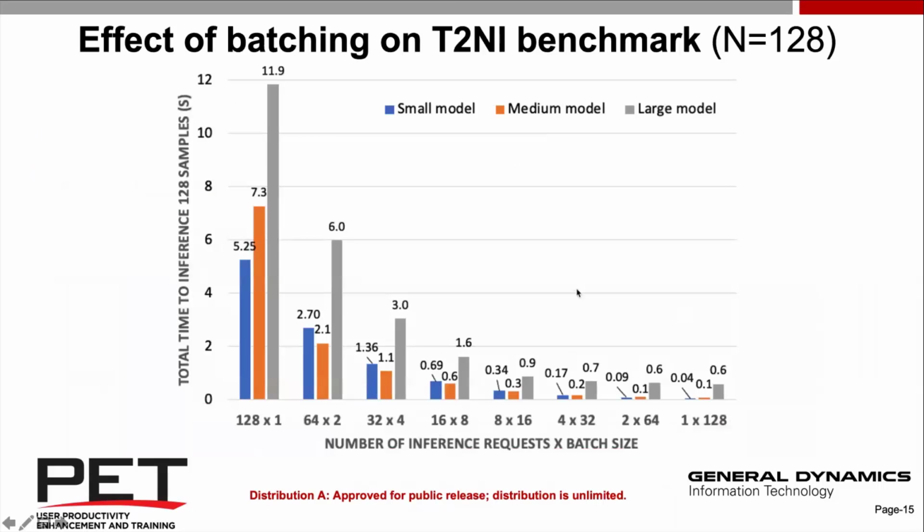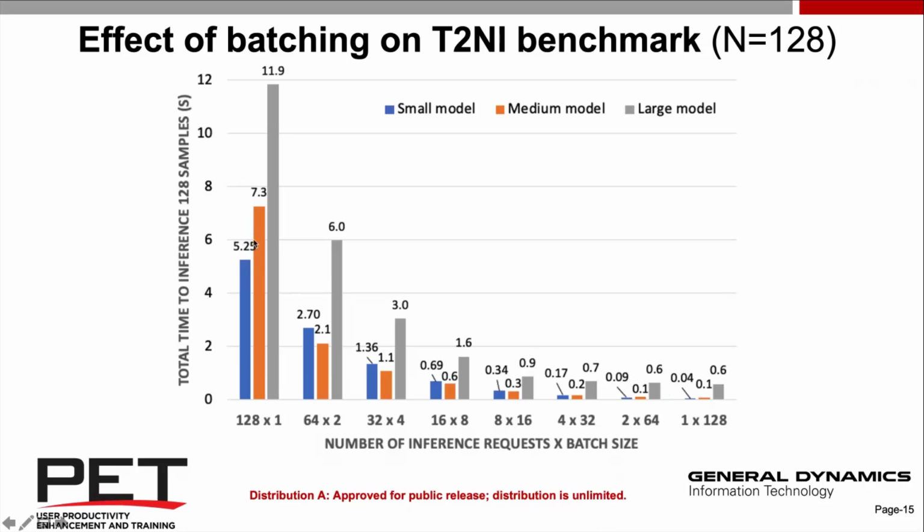We can demonstrate how the batching affects the T2NI performance. So we start here with 128 inference requests of batch size 1. And then we keep doubling the batch size per request and correspondingly halving the number of requests. So we end up with a single request with a batch size of 128. Of course, in reality, we want to use much larger batch sizes than this, but I show this just as a demonstration.